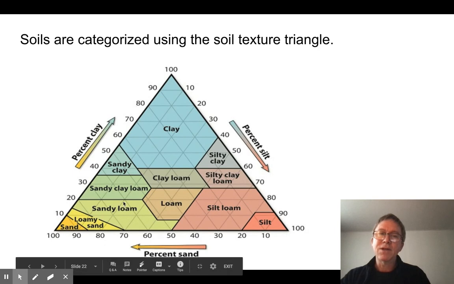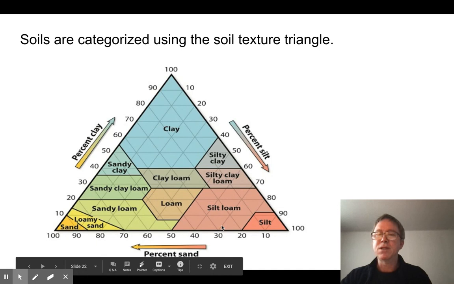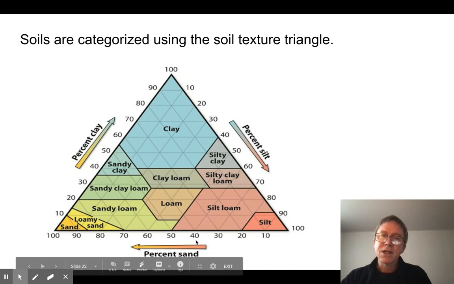So everywhere along this line here is at 20% silt. Everything along this line here is at 30% silt. Everything along this one here is at 70% silt. Same thing works for sand. So if I come over to here, here's 20% sand. Everything along this line here, which is parallel to the 0% for sand, is 20% sand. So if I was to go here, I have 20% sand, and this is parallel to this, so that's 60% silt.